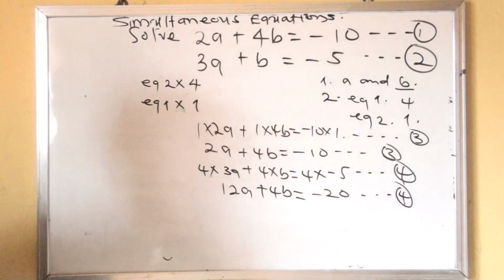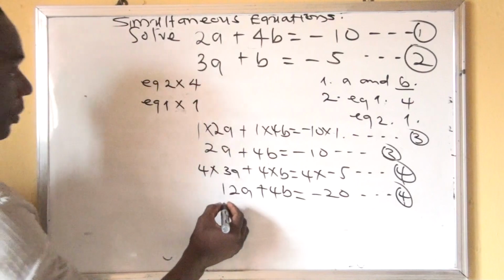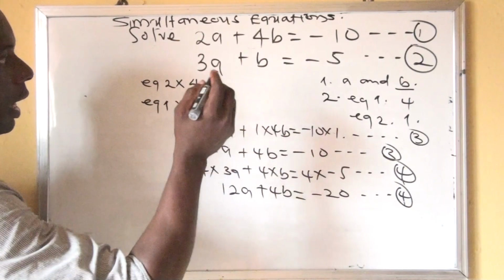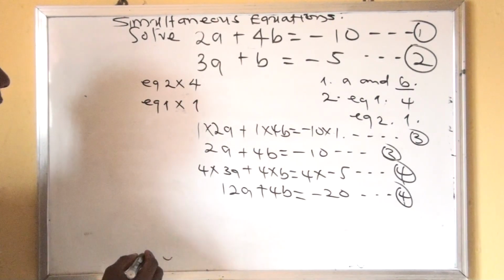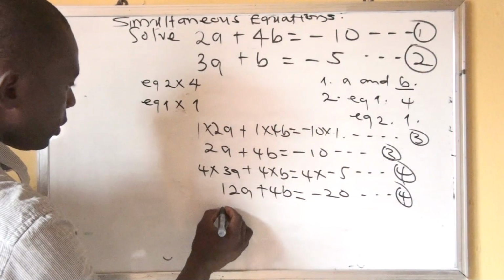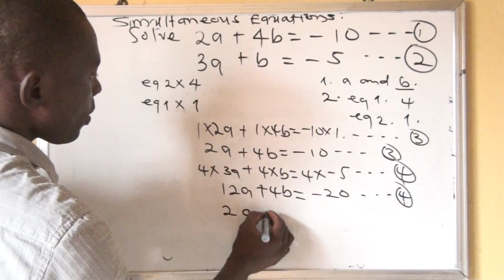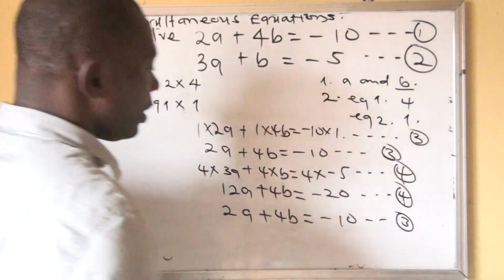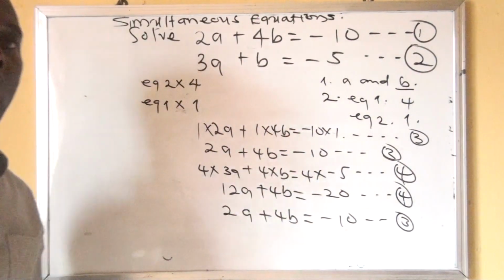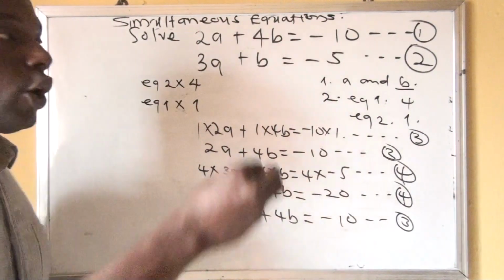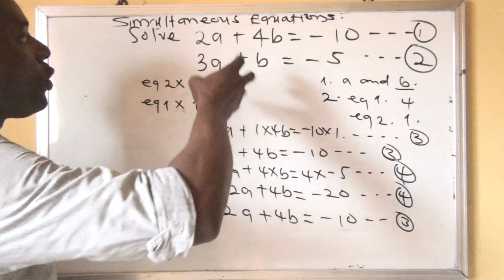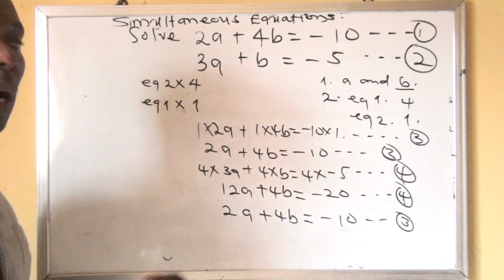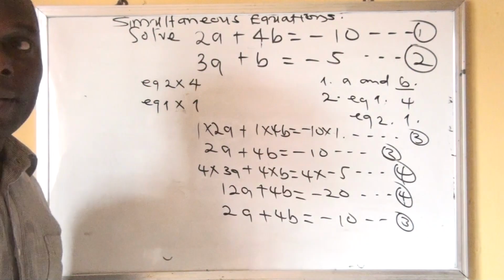Okay, so now I've obtained two equations from the previous ones using the coefficient of b in equations 1 and 2. So let's combine the equations here. Let's bring equation 3 here. Equation 3 is 2a plus 4b is equal to minus 10. Here we are trying to eliminate b. So the essence of using the coefficient of this to multiply this is to see that the coefficient of b in equations 1 and 2 becomes the same.